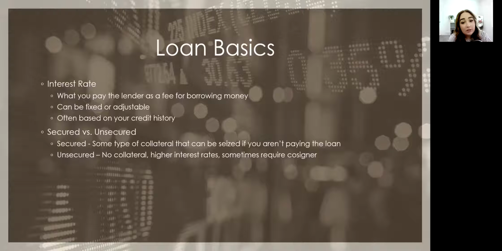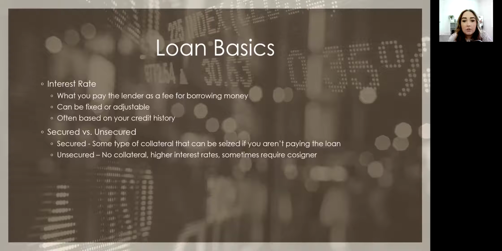It can be fixed or adjustable. Over the term of the loan, it can stay the same percentage, or it can adjust sometimes, and they'll tell you that when you get the loan. The last thing is it's often based on your credit history. Most of the time, they'll pull your credit history and determine the interest rate off of that. If you have a good credit score, often your rate will be lower. If you have a not so good credit history or credit score, it could be higher. And we talked about that a little bit in module 2 about why that is.